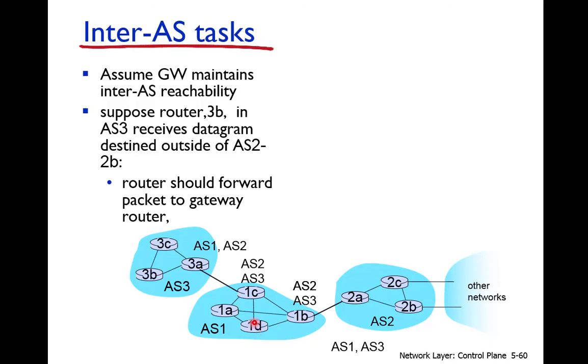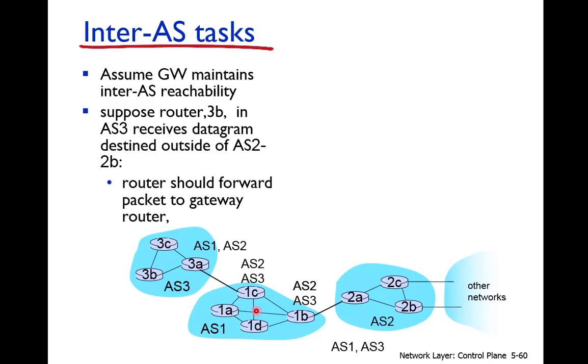Now 1D only knows about 1A, 1C, 1B. It doesn't know about autonomous system number 3 and autonomous system number 2, because this information is only maintained on the gateway. Now 1D wants to send data to autonomous system number 2, so 1D doesn't know where autonomous system number 2 is. So in this case it should forward to a gateway, but here there are two gateways, 1B and 1C. So should 1D forward the data to 1C or to 1B or to both?